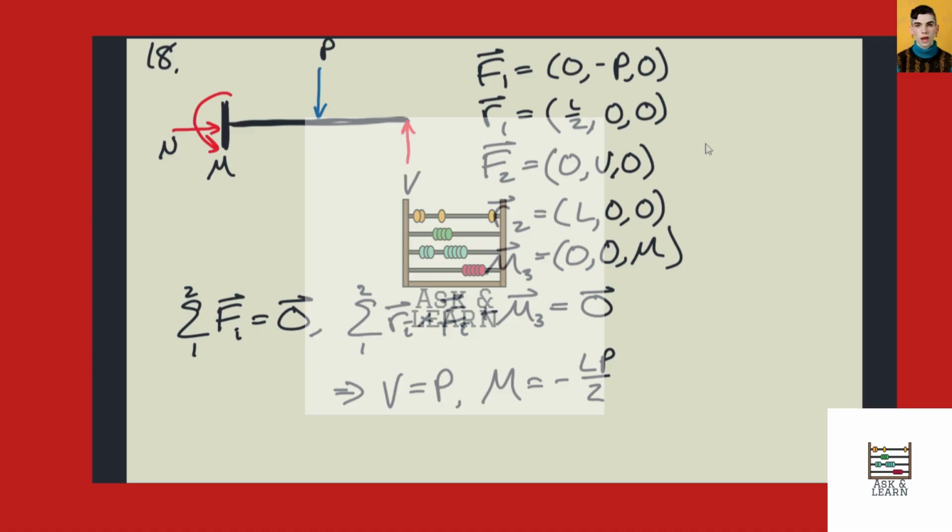So this will give us an equation, and this will give us another equation, since only one of the 3 components in each is not trivially satisfied. And so what you find is V equals P, as we'd expect, and then M equals minus LP over 2. And we can see that basically we drew it in the wrong direction, so it's actually in this direction.